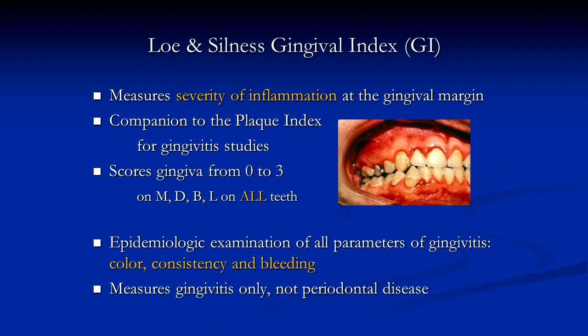So you cannot use the gingival index as a proxy for periodontal disease. Remember, whenever you're talking about validity and it measures what you're intending to measure, you can't say that the gingival index is measuring the extent of periodontal disease. That wouldn't be very valid.